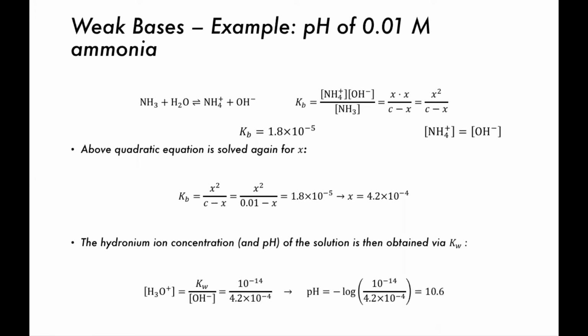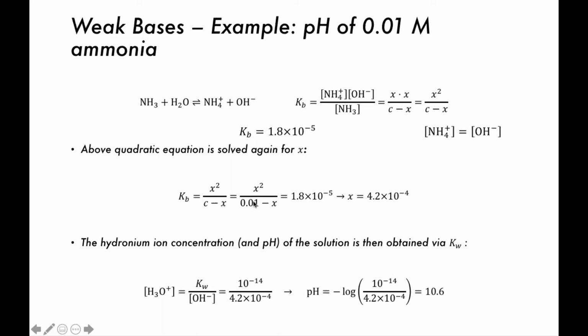So the hydronium ion concentration and pH of the solution is then obtained via Kw, where the hydronium ion concentration is equal to Kw divided by the hydroxide ion concentration, which is equal to 10 to the minus 14 divided by 4.2 times 10 to the minus 4, which is the concentration of our hydroxide species, which we got from our quadratic equation. And then that gives us a pH value equal to minus log of the hydronium ion concentration, which gives us a pH value of 10.6, which is in the basic range, which we would expect since ammonia is a weak base. And it's not particularly strong whenever this scale goes up to values in excess of 14.